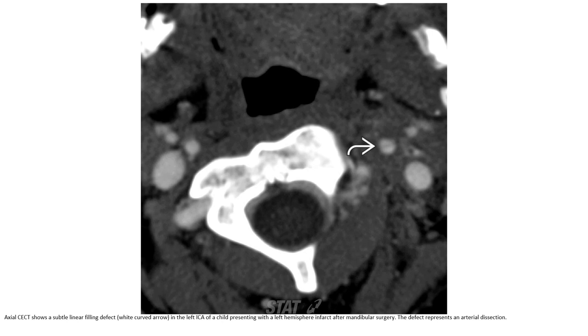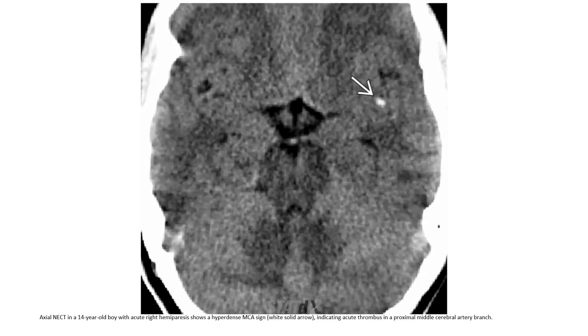This is the contrast-enhanced CT, showing subtle linear filling defects in the left ICA of a child presenting with a left hemisphere infarct after mandibular surgery. The defects represent arterial dissection. This is the non-contrast CT in a 14-year-old boy with acute right hemisphere stroke, showing a hyperdense MCA sign indicating acute thrombus in a proximal middle cerebral artery bed.